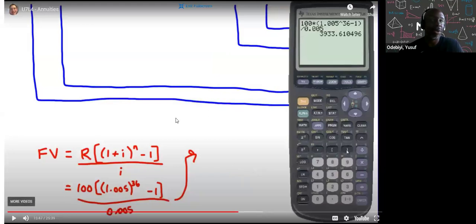So think about that. Yoshi put $100 every month for 36 months, right? If he didn't get any interest on it, he would have got $3,600, because that would have been 100 times 36. But because he put it in an account where he was getting 6% interest, compounded monthly, he actually got $3,933.61. So he got about $333 more because he invested his money.